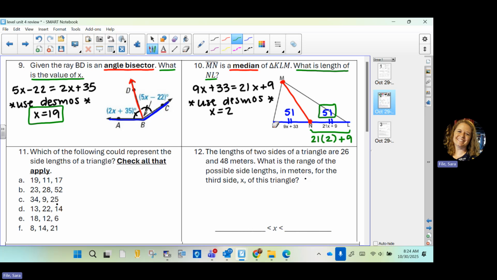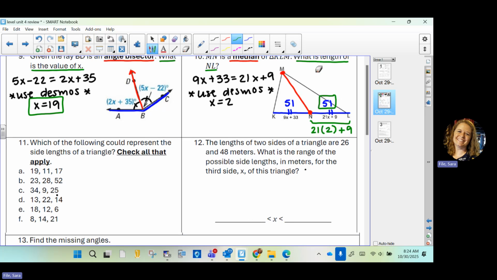If they asked for KL, what would you do? They wanted that entire segment, K to L. I would have to add 51 plus 51. Good. So read carefully what the question is asking for.